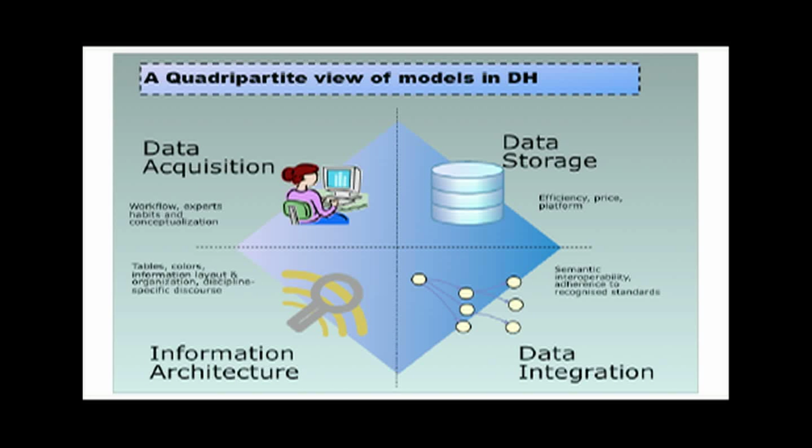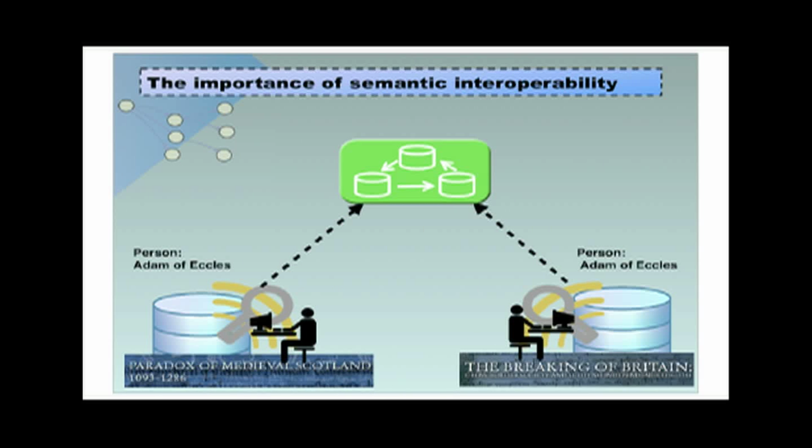In the data acquisition phase, models need to express workflow and conceptualization of the domain. In the data storage area, models must comply with principles of efficiency and costs. In the information architecture or visualization phase, models should facilitate finding information and making sense of it in a way that reflects the discipline's discourse. Finally, there are models that are more suited in the context of data integration scenarios. For example, because they are more easily shared and understood by the interested parties.